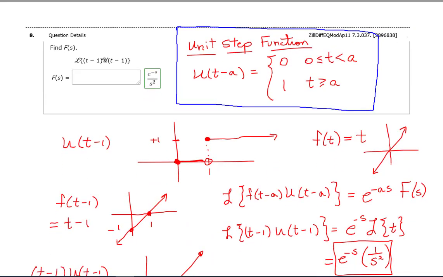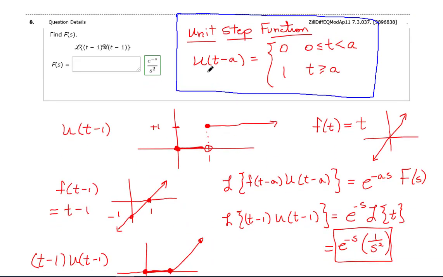Alright, in question 8, we get something new. We have capital U of t minus a, which is the unit step function. It's 0 from 0 to a, and then 1 thereafter. So u of t minus 1, essentially u of t is at the origin, t minus 1 shifts it to the right by 1. So it looks like that.